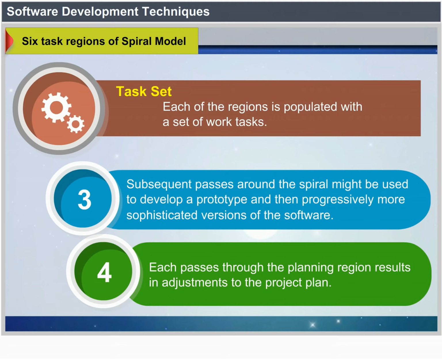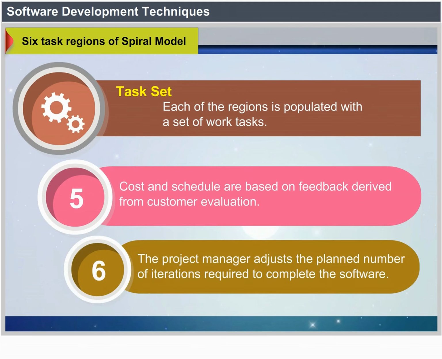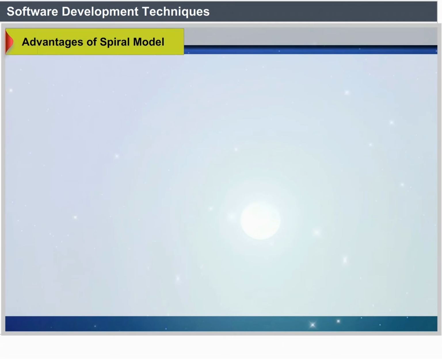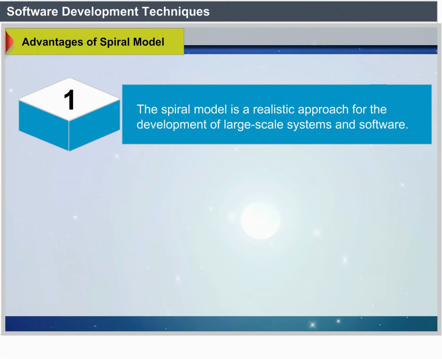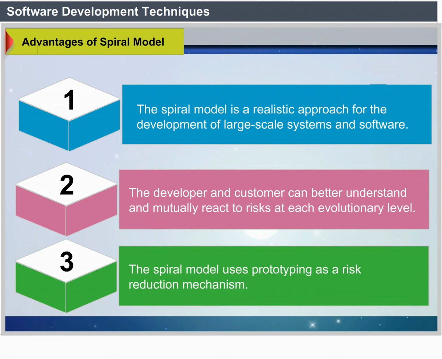Each pass through the planning region results in adjustments to the project plan. Cost and schedule are based on feedback derived from customer evaluation. The project manager adjusts the planned number of iterations required to complete the software. Advantages of spiral model. The spiral model is a realistic approach to the development of large-scale systems and software. The developer and customer better understand and react to risks at each evolutionary level. The spiral model uses prototyping as a risk reduction mechanism.